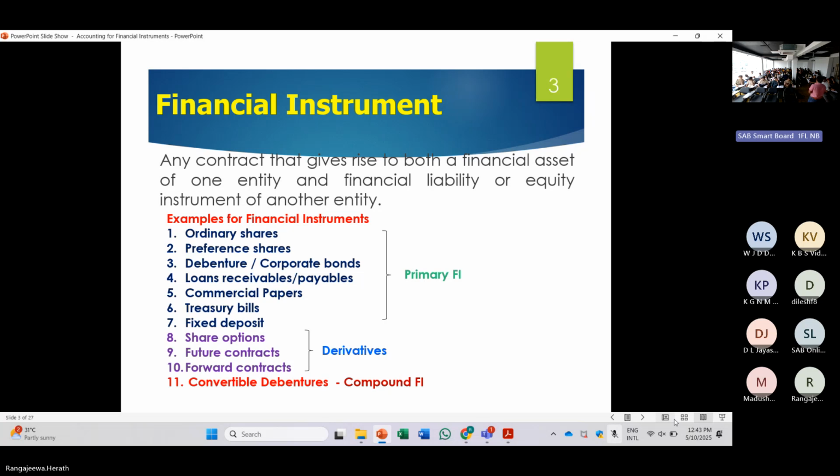If a company issues debentures, a debenture is a financial instrument. When a company issues a debenture, different investors invest in that document. From the issuer's point of view, that's a financial liability. You have an obligation to settle. When you issue a debenture, you have to settle it after 5 years, 10 years, whenever the debenture matures. The investor's investment in the debenture is a financial asset. So ordinary shares, preference shares, debentures, corporate bonds are all financial instruments.